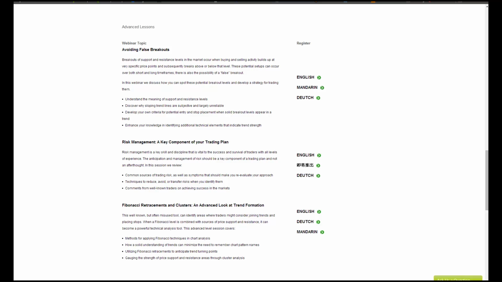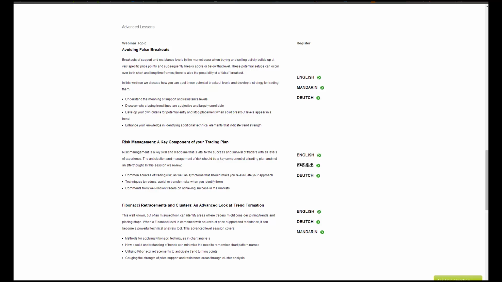The next is risk management, a key component of your trading plan. In this webinar we look at a number of common sources of trading risk, as well as the symptoms that should help you to re-evaluate your trading approach. We look at techniques to reduce, avoid, or even transfer risk when you identify them.